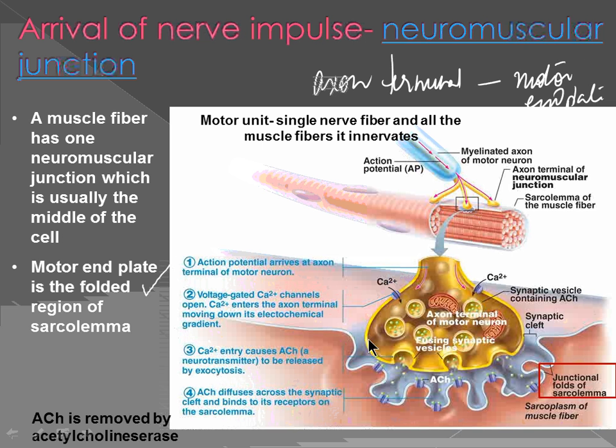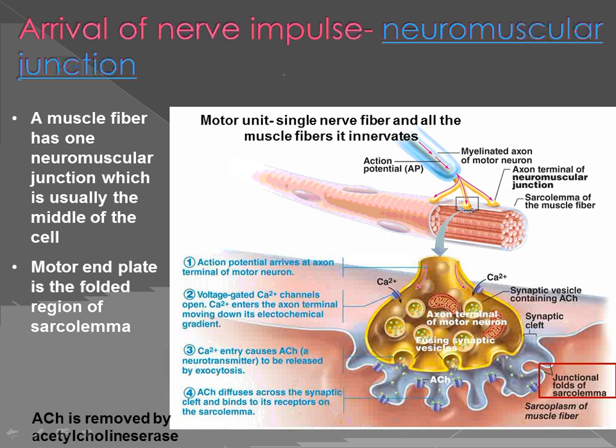So let's see what happens here. Here is the axon terminal. In this folded part of the sarcolemma, also called the motor end plate, you have receptors present. In skeletal muscle, these receptors are known as acetylcholine receptors. ACH stands for acetylcholine, so they are acetylcholine receptors.